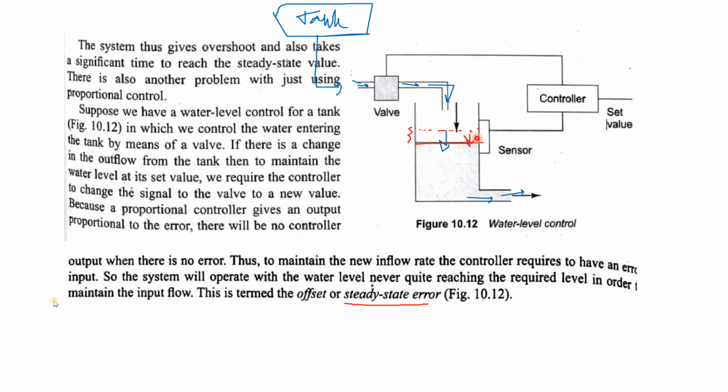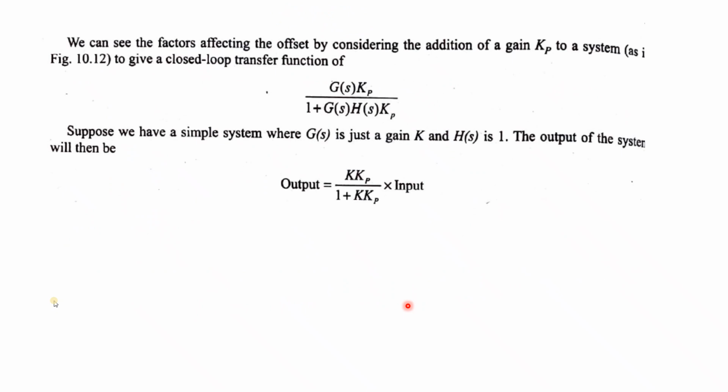Because it cannot realize that, because it is only sensing how much water is leaving and how much water is entering, whether they are equal or not. If it is equal, there is no error, but it is not taking any action to regain its actual position. That is why it is written that to maintain the new inflow rate, the controller requires to have an error, so the system will operate with the water level never quite reaching the required level in order to maintain the input flow. This is called the offset or steady state error.